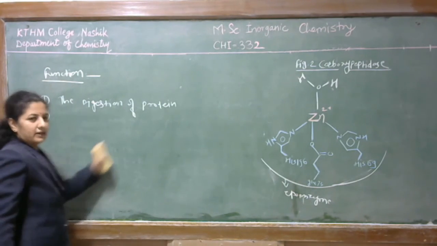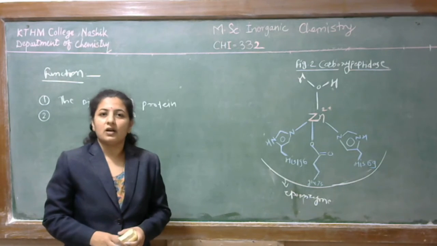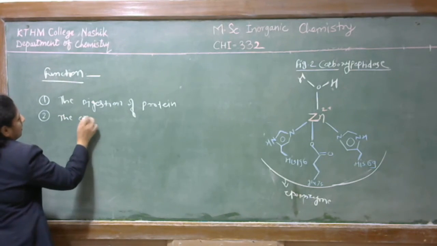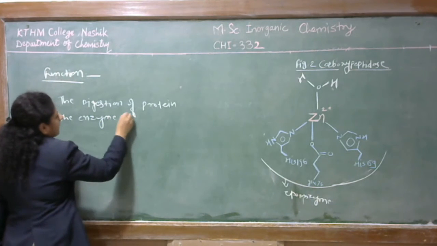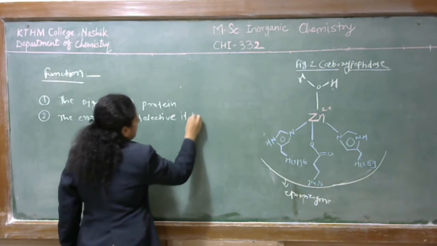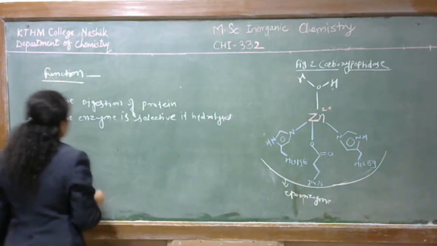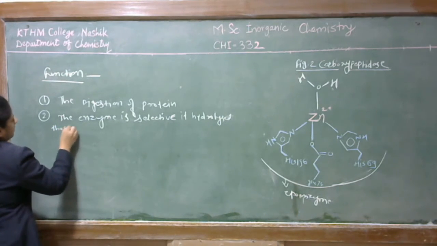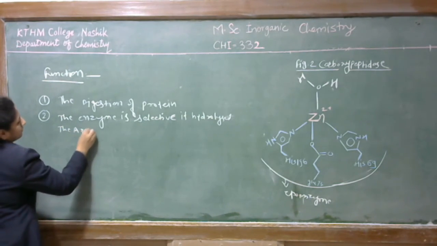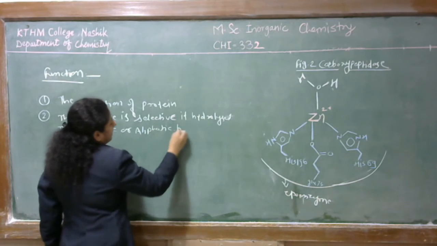Now, the enzyme is selective. It can hydrolyze those polypeptides in which the terminal amino acid has an aliphatic or aromatic branched chain alkane.